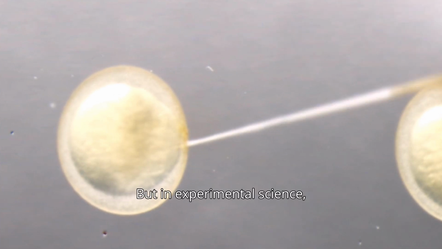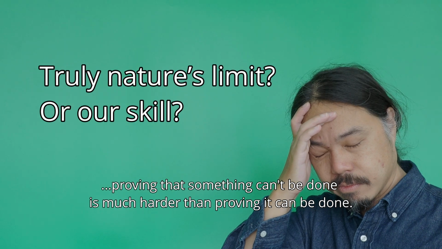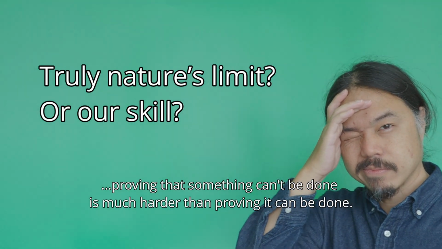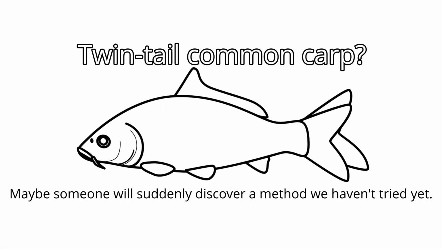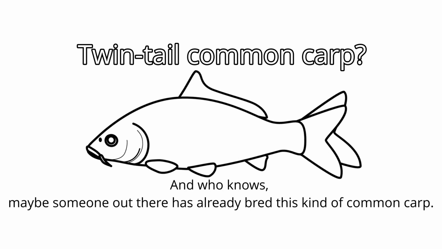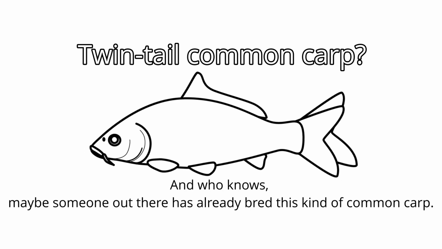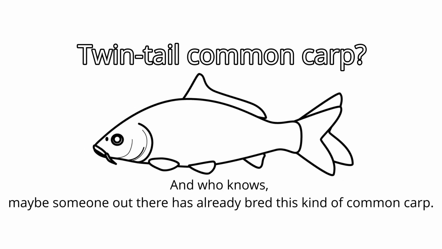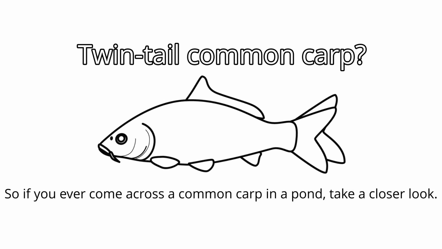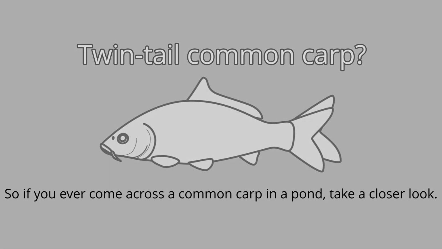But in experimental science, proving that something can't be done is much harder than proving it can be done. Maybe someone will suddenly discover a method we haven't tried yet. And who knows, maybe someone out there has already bred this kind of common carp. So if you ever come across a common carp in a pond, take a closer look.